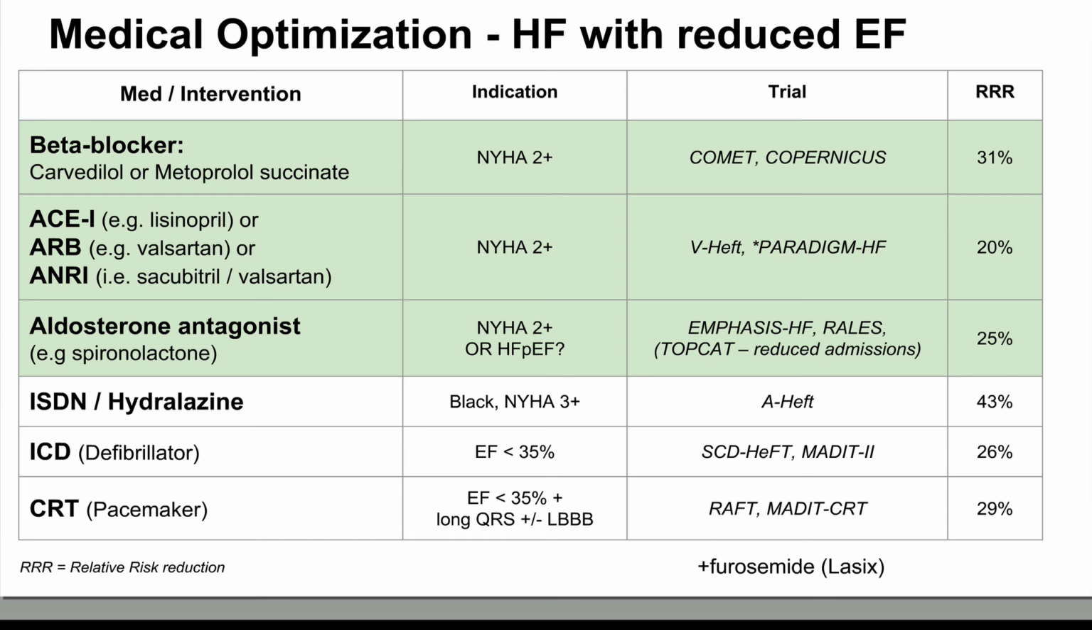Also, anyone with an EF of less than 35% should be evaluated to have a defibrillator placed, or an ICD. And if they have an EF of less than 35% with arrhythmias that are causing a long QRS, a left bundle branch block, they're actually indicated for CRT, or essentially a pacemaker, or cardiac resynchronization therapy. And then, of course, all this with the Lasix to try to take all the fluid off.